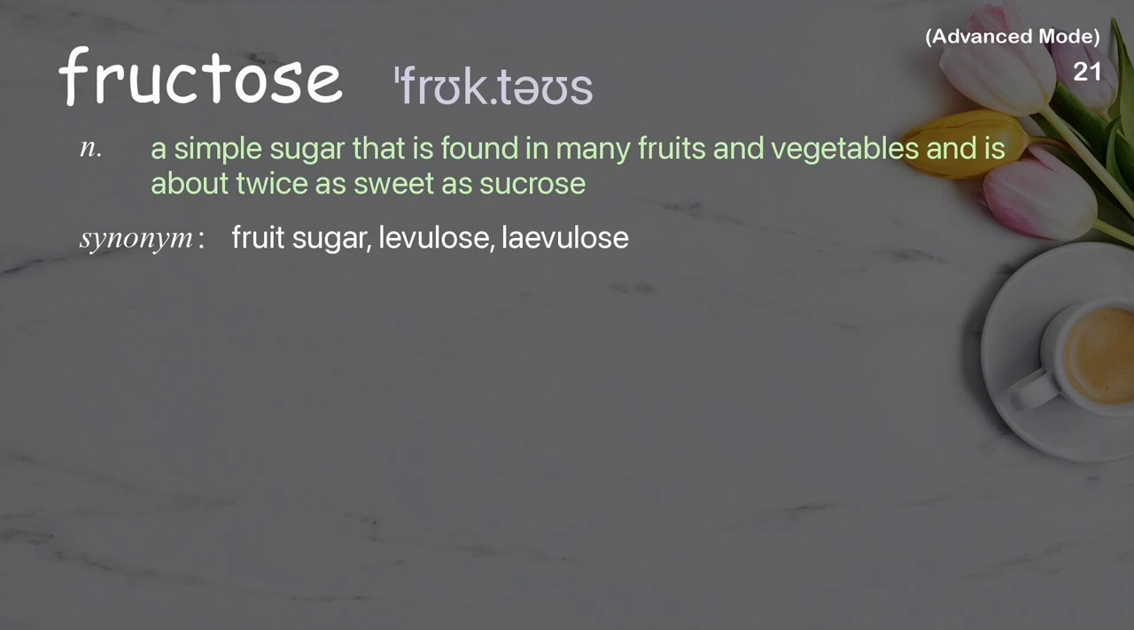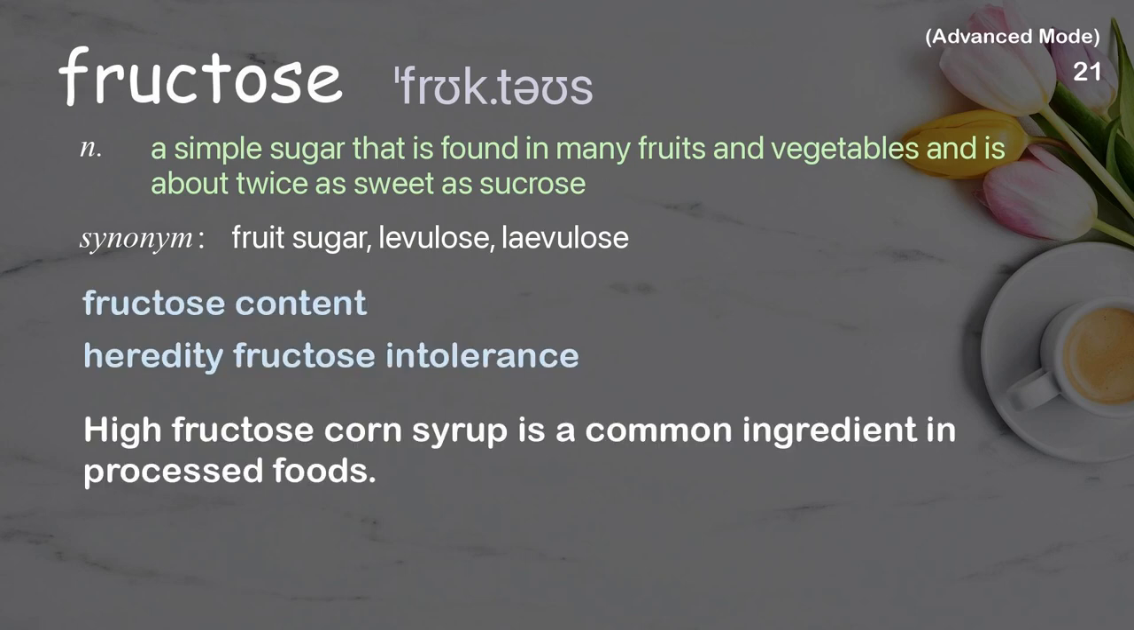Fructose. A simple sugar that is found in many fruits and vegetables and is about twice as sweet as sucrose. Examples. Fructose content. Hereditary fructose intolerance. High fructose corn syrup is a common ingredient in processed foods.